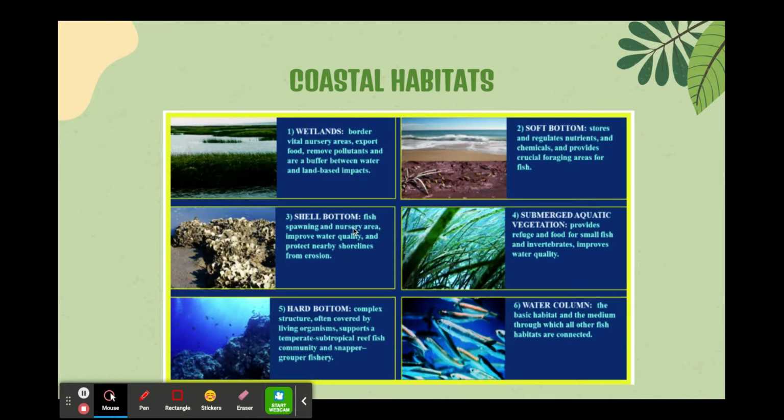So for example, it says wetlands. They border vital nursery areas. Okay, so again, fish are going to mate here and their young will be able to grow. They export food, so we are able to get food from wetlands. They also remove pollutants and are a buffer between water and land-based impacts. So each one of these little boxes describes why they are important to our environment. And so this is something that is key in order to understand the problem and to think about the best solution.